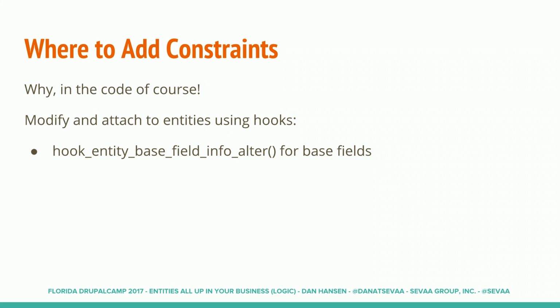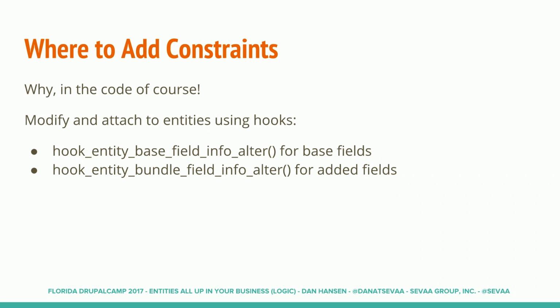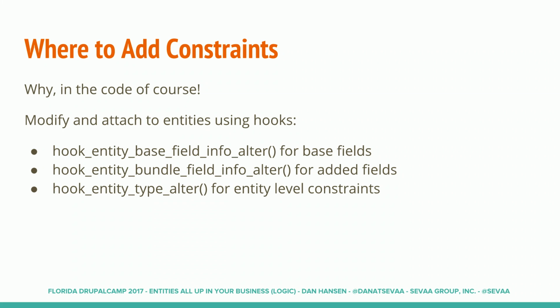If you're going to do any sort of validation constraints on an entity's base fields, like say its title on a node, anything that's in that core entity table, you would use this base field info alter. For fields that are attached to an entity, you'd use hook_entity_bundle_field_info_alter. And then there are some kinds of constraints that you could add on the entity level as opposed to the field level. For those, you would use hook_entity_type_alter to join that constraint to the entire entity instead of just a field or a component of it.